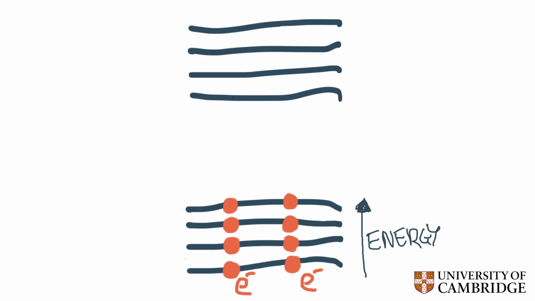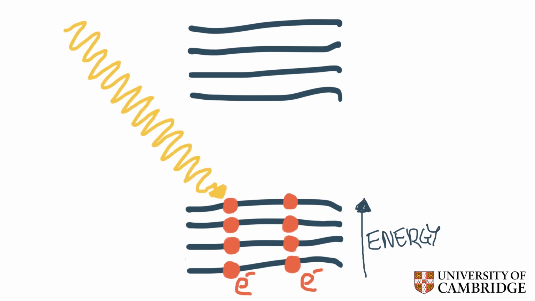Every material has a series of energy levels where electrons live. Each level corresponds to increasing energy, and two electrons can live on each level. Think of it as a ladder. Now, in a solar cell material, a photon comes in. It gives energy to an electron and excites it over this gap to a higher energy level.